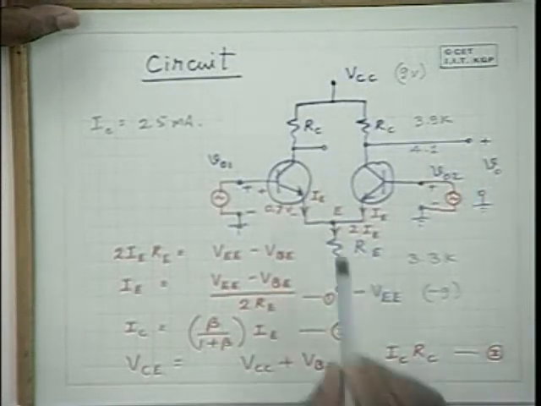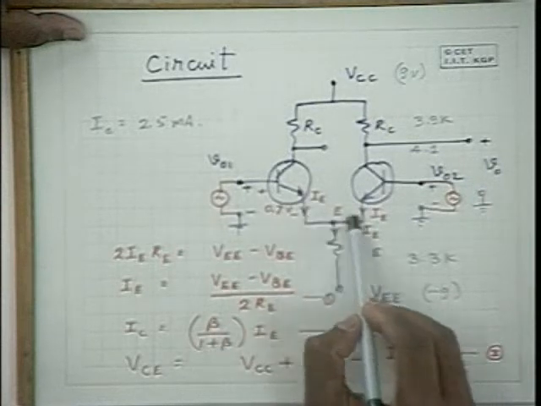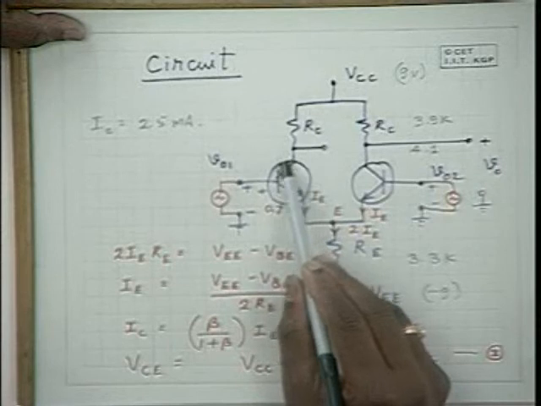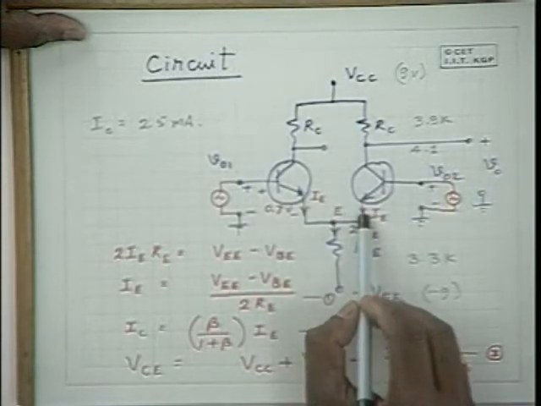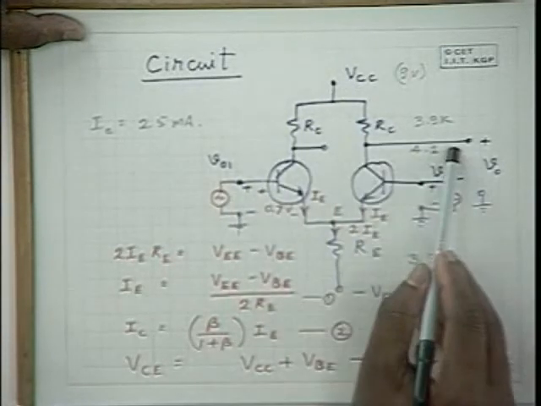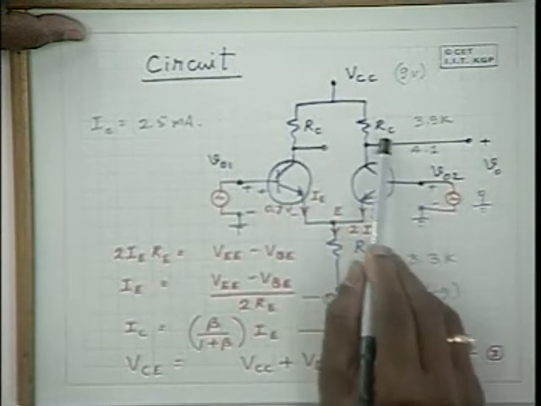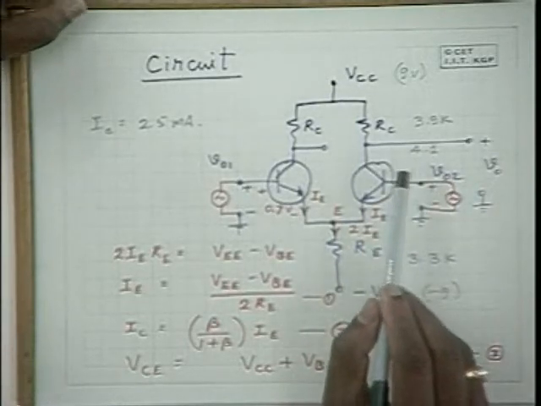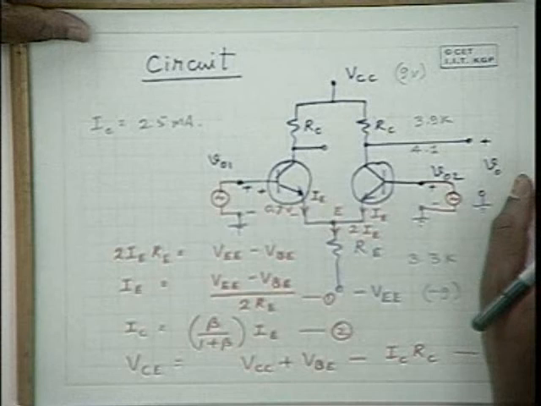So the action of differential amplification is coming because both the emitters are connected together. A tendency to increase IE here has a tendency to decrease the IE there, and because of which you have positive gain across these two terminals and negative gain across these two terminals. And that is the key for differential amplification.